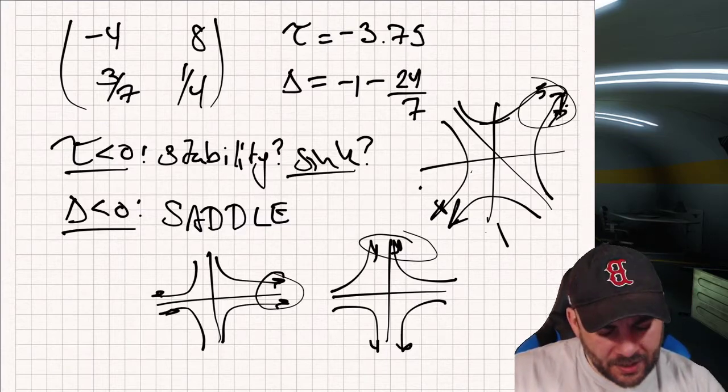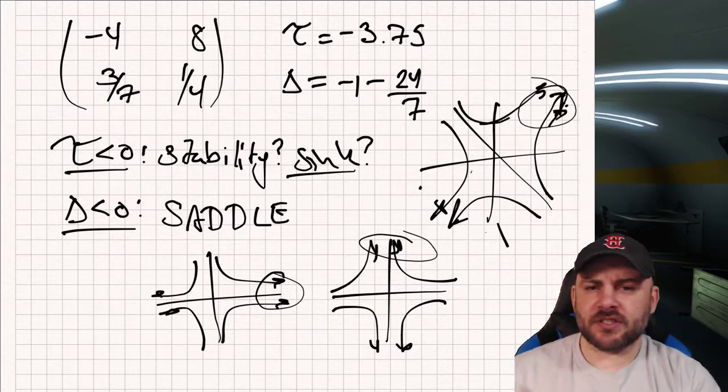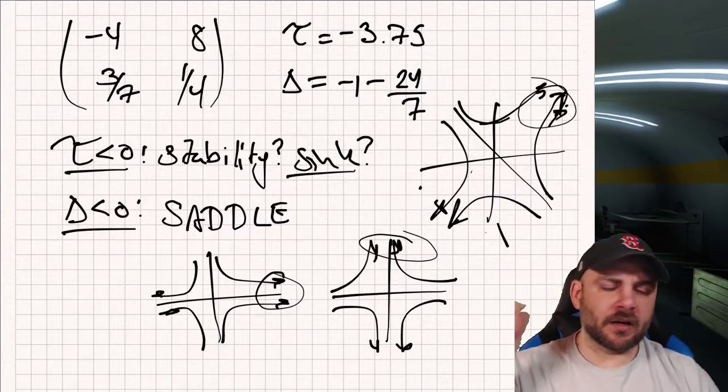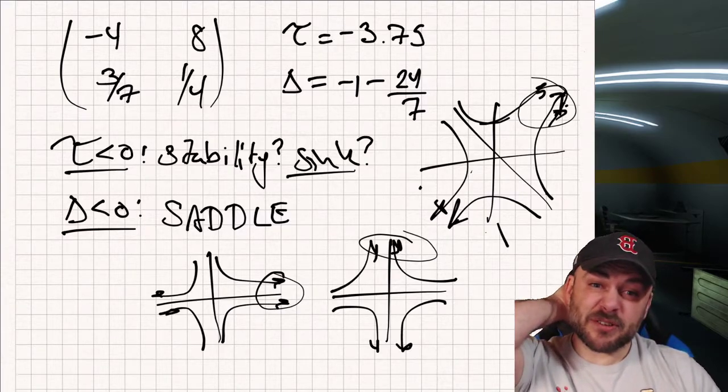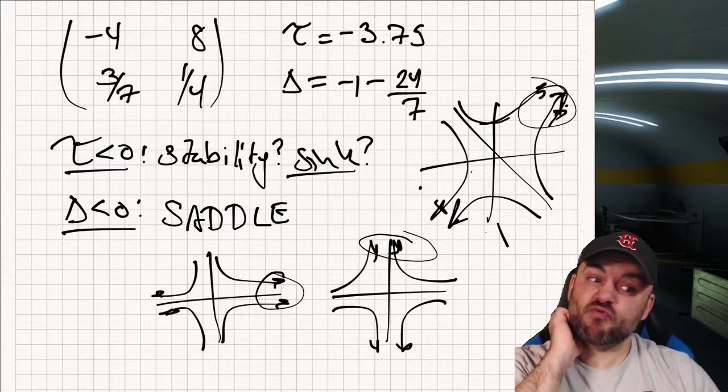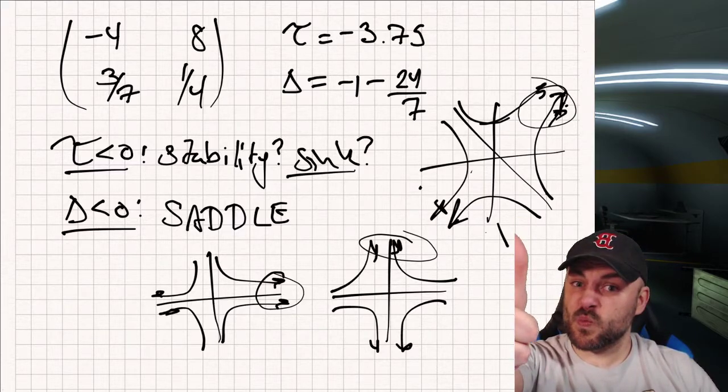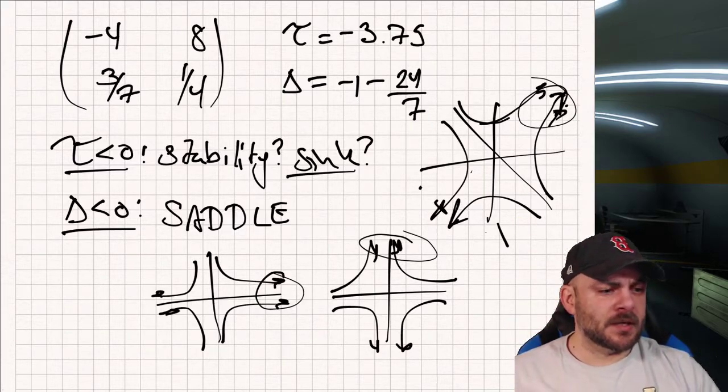Okay, I hope this helps. That's the trace determinant plane. That's what's going on. We're going to be starting with some nonlinear stuff in like a day or two. It's going to be cool. Okay, bye-bye.